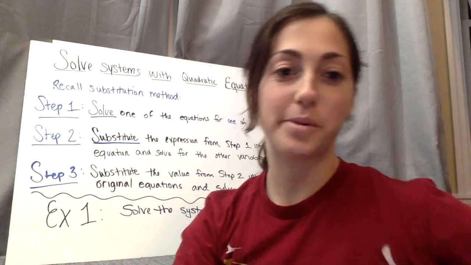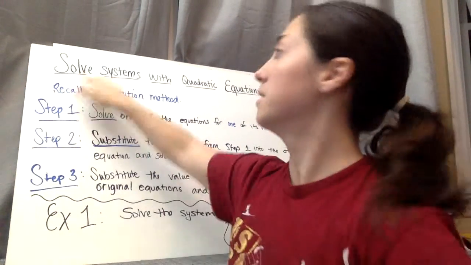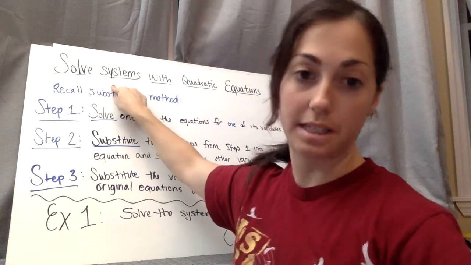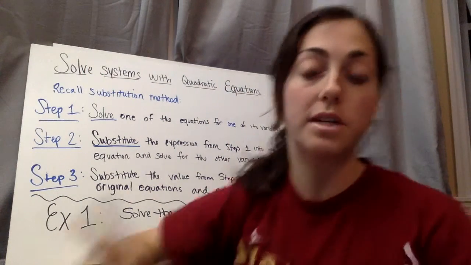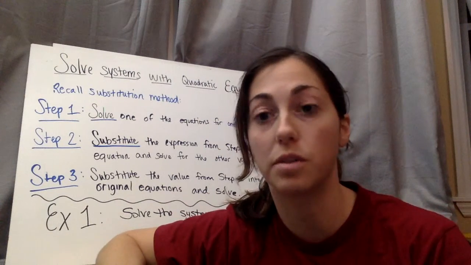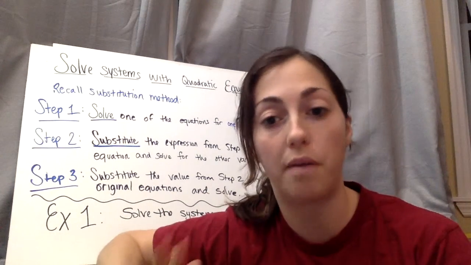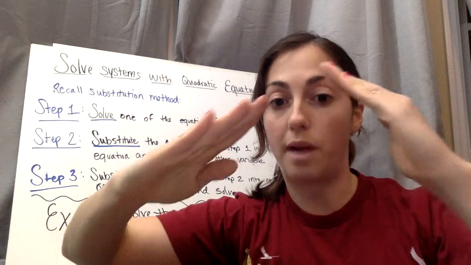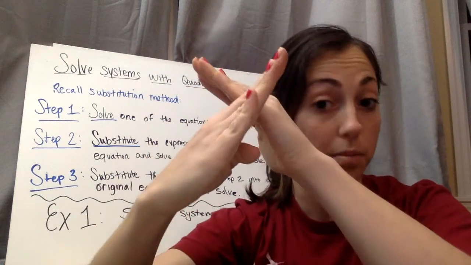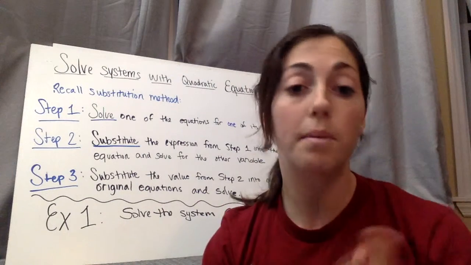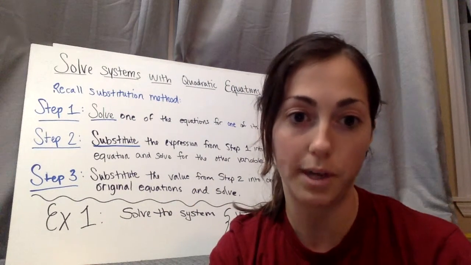Hey guys, so today we're doing this video solving systems of quadratic equations. So we've done systems of linear equations. If you recall, that's where we graphed lines. Remember, systems means more than one, so two lines would be more than one, but it could be three, four, five, whatever. But typically we work with two linear equations.